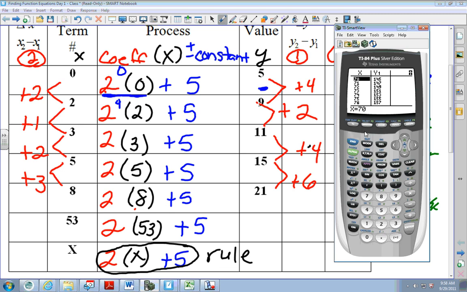I'll go second window, and I'm going to type in 0 to go back to the beginning. And I'm going to look and see if I have 0, 5. Yes, I do. 2, 9. There's 2, 9. 3, 11. Yep. 5, 15. And 8, 21. I sure do, so that means I'm correct.